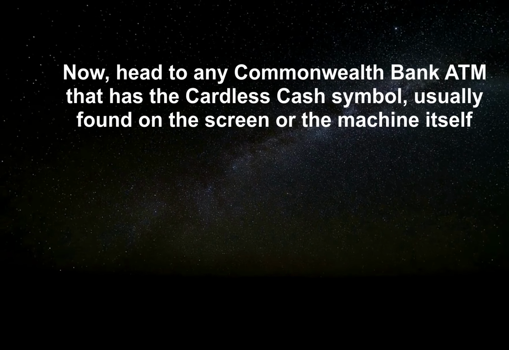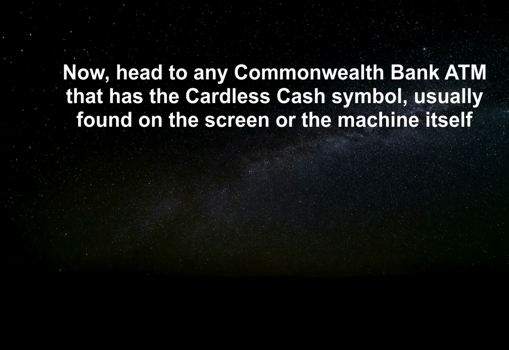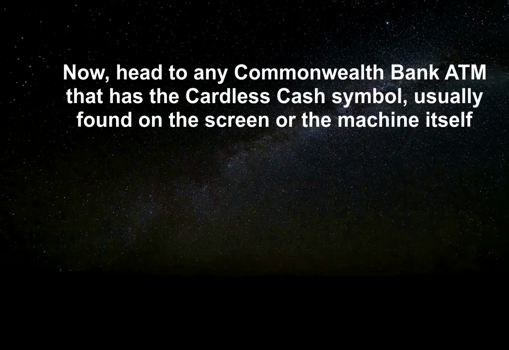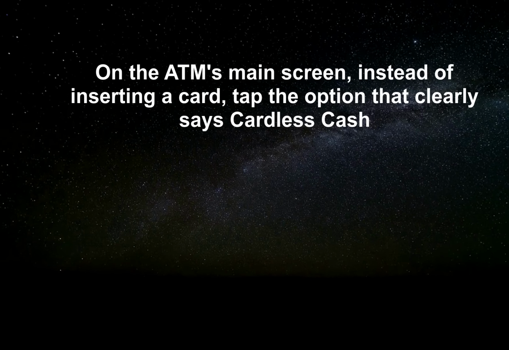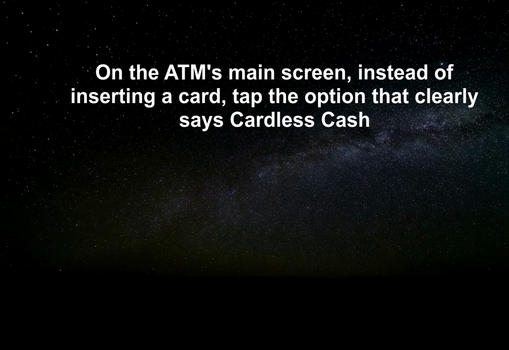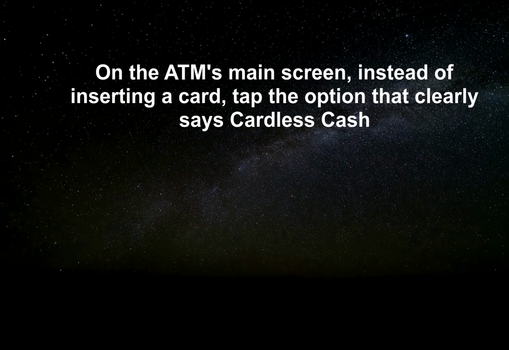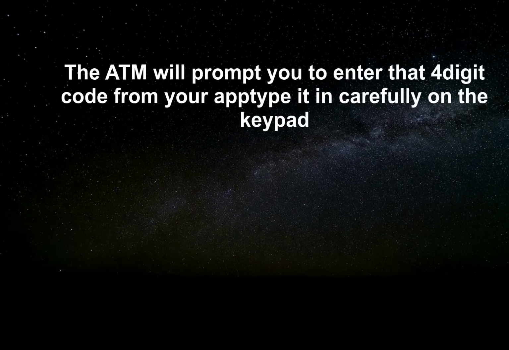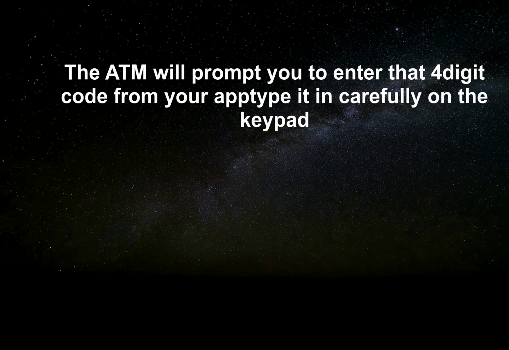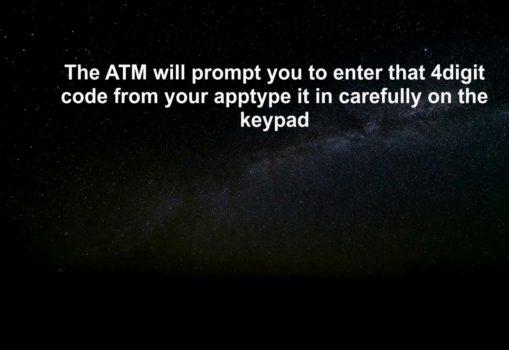Now head to any Commonwealth Bank ATM that has the cardless cash symbol, usually found on the screen or the machine itself. On the ATM's main screen, instead of inserting a card, tap the option that clearly says Cardless Cash. The ATM will prompt you to enter that 4-digit code from your app. Type it in carefully on the keypad.